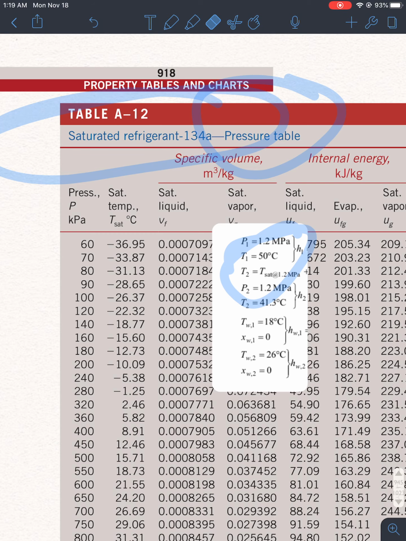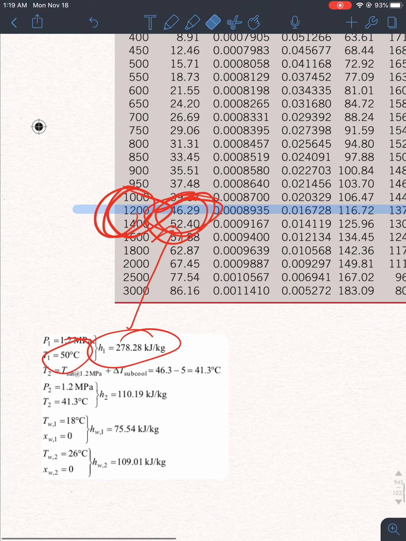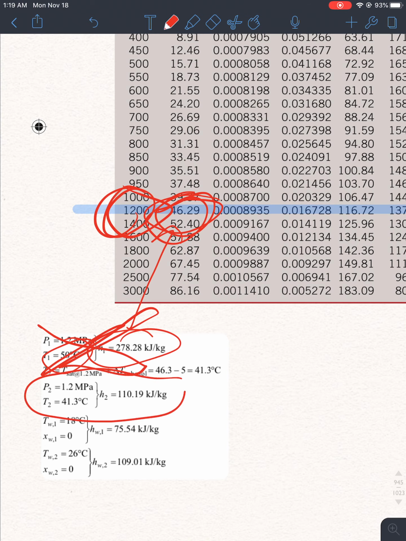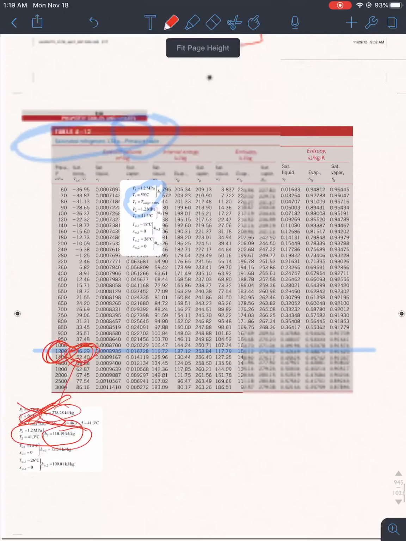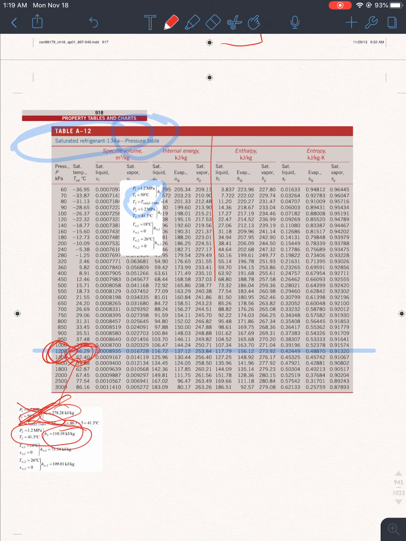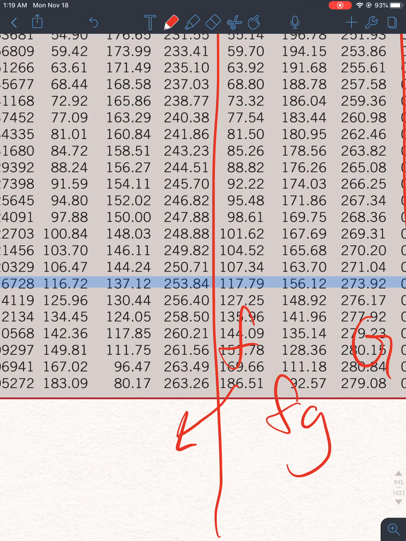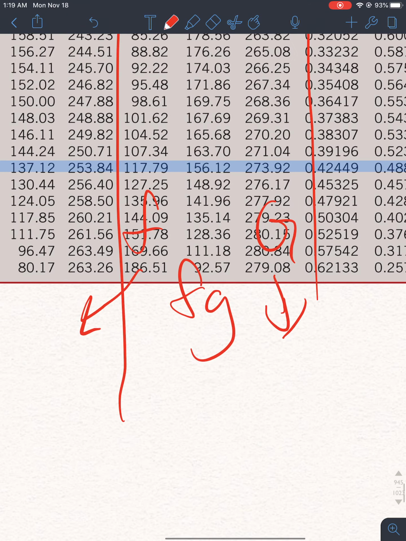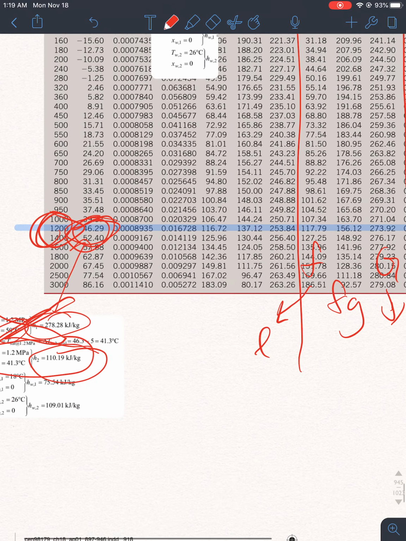All right, we're looking for 1.2 megapascals. Here we are, finally. This is wrong. We're looking for this stuff. Enthalpy is 110.19. Where's the enthalpy? It's either this or this. So here's the F, here's the G, here's the F, G. Here's fluid, whatever fluid is. Here's gas, gas fraction, even though fluid should be liquid. 110.19.